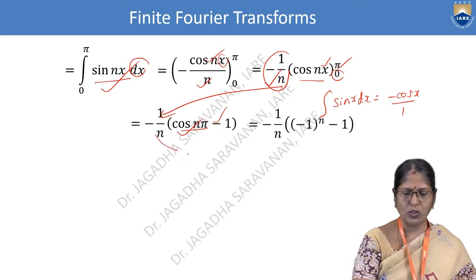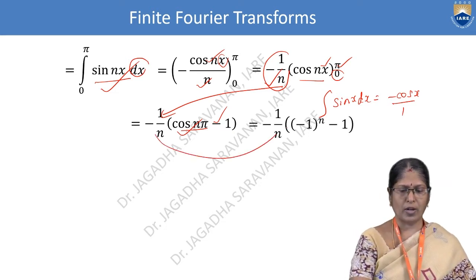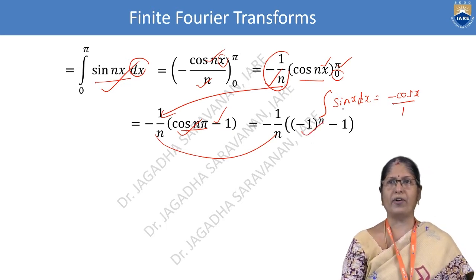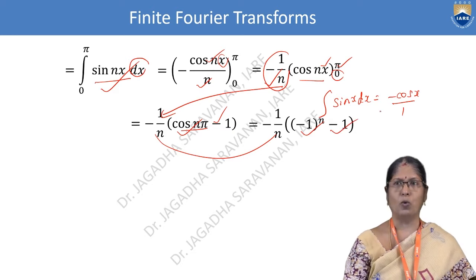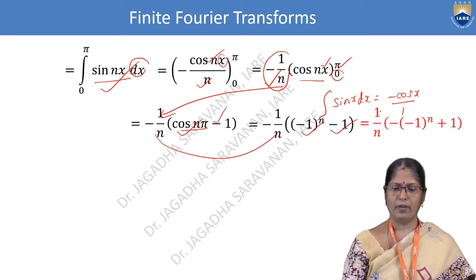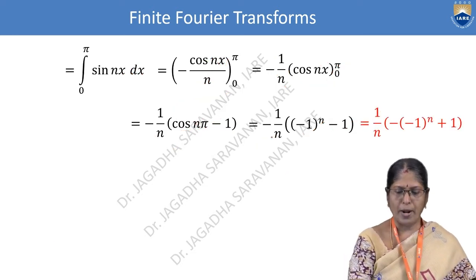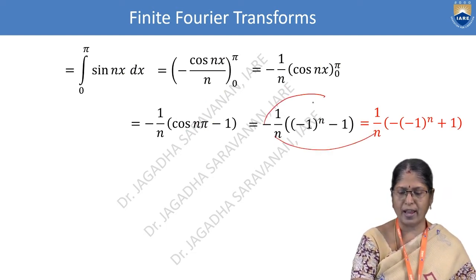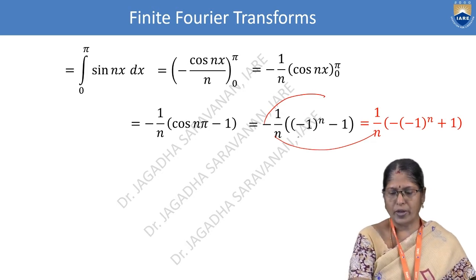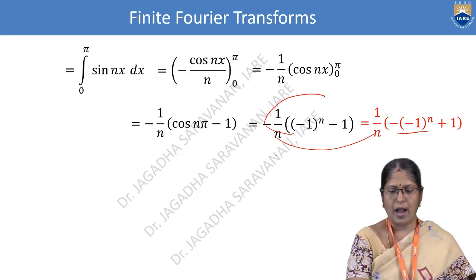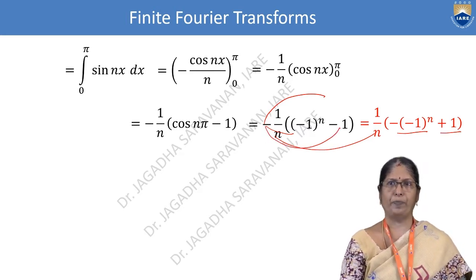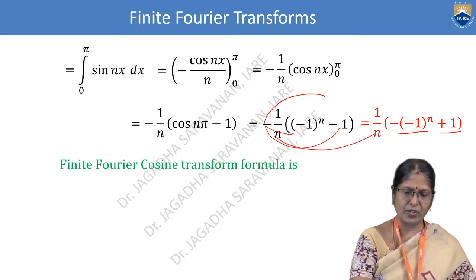Now, minus 1 by n. So cos n pi is nothing but minus 1 power n. Now 1 by n is written here. We have taken this minus sign inside, so it has become minus here, and minus into minus has become plus 1. We completed the finite Fourier sine transform.